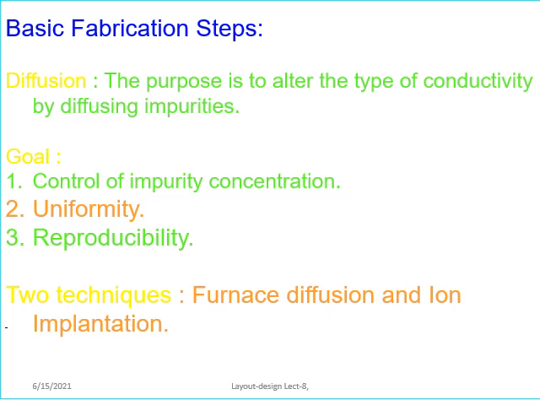Diffusion. The purpose is to alter the type of conductivity by diffusing impurities. Impurities means adding impurities into pure materials, where the control of impurity concentration, uniformity and reproducibility is important. Two techniques are used: furnace diffusion and ion implantation.